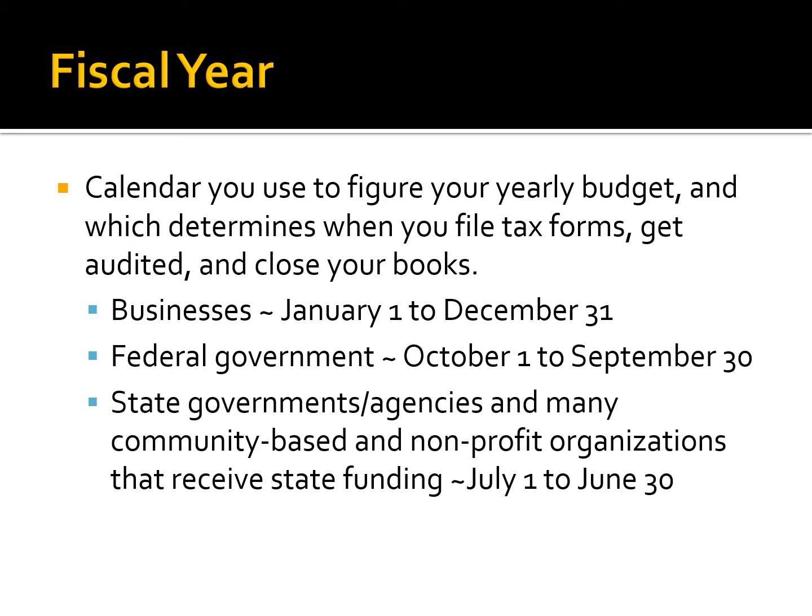For most businesses, like 65 to 70% of businesses, the fiscal year is January 1st to December 31st of every year. For the federal government, October 1st to September 30th. A lot of state agencies and nonprofits, it's July 1 to June 30th. Again, as we mentioned previously, for most school systems, it's August 1st through July 31st.